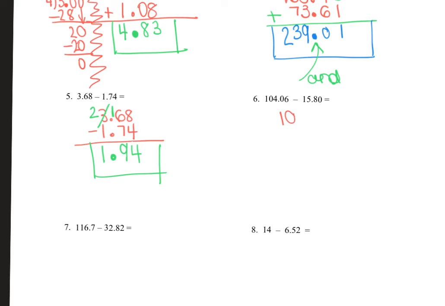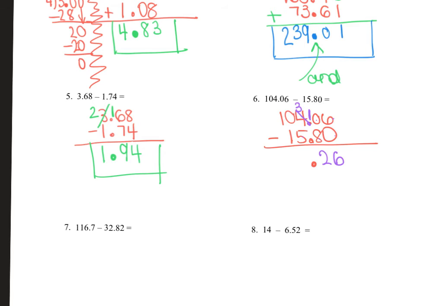So for this one, I have 104.06 minus 15.80. I'm going to drop my decimal right away, and I'm going to subtract. 6 minus 0 is 6. I can't take away 8 from the 0, so I have to borrow from the 4. So that becomes 10 minus 8, which is 2.